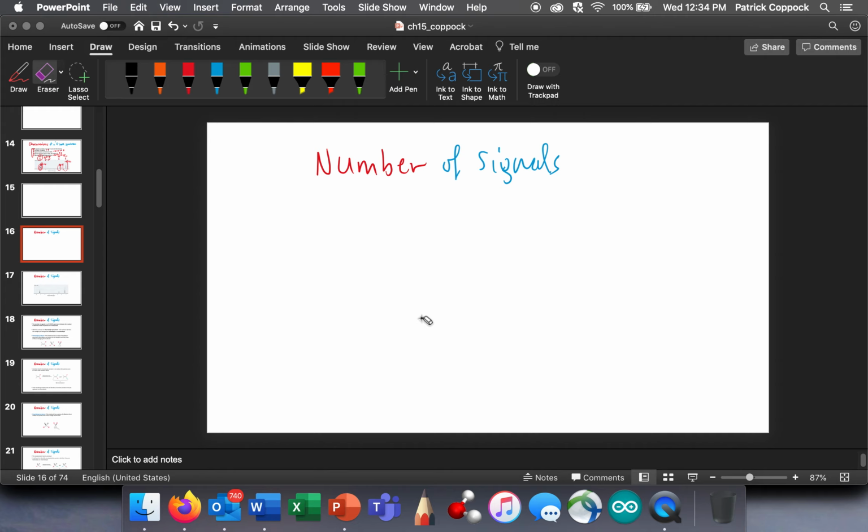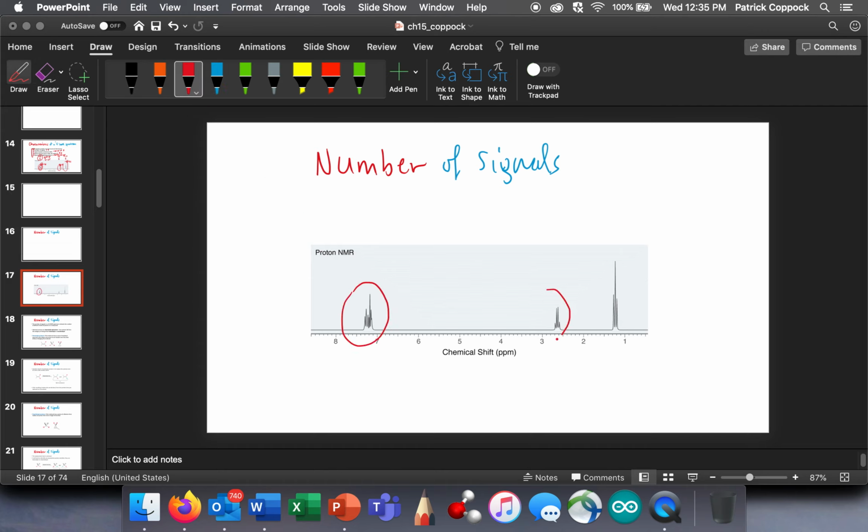Okay, so as promised, I'm going to give you a more detailed explanation now of the number of signals. So we talked about the number of signals in this spectrum here, and we said, all right, we're going to call this one signal here, another signal here, and another signal here. And we said that these are going to represent three different kinds of hydrogens, right? The number of signals is equal to 3, which means 3 kinds of hydrogens.